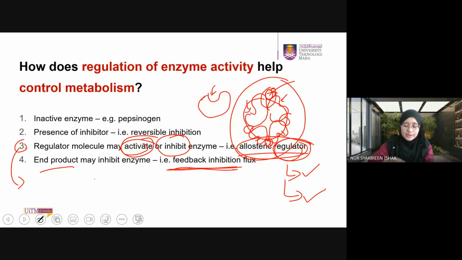So these are some of the conditions where enzyme activity is regulated. The first requires a certain optimum pH or optimum temperature, then there is the presence of inhibitors, then the presence of allosteric regulators, and also the product itself becoming an inhibitor for the enzyme involved in the reaction.